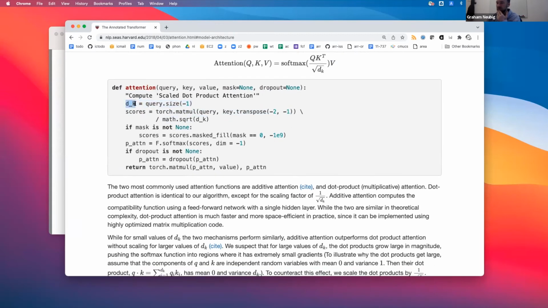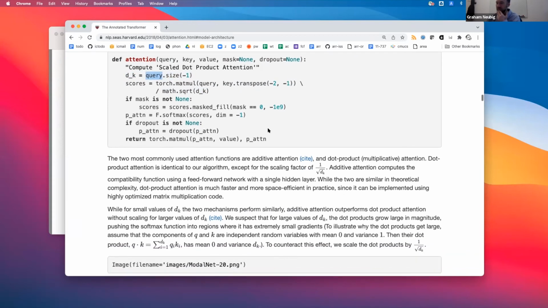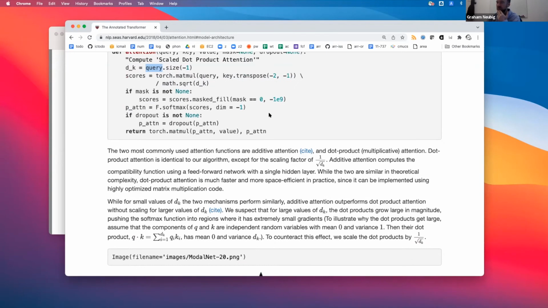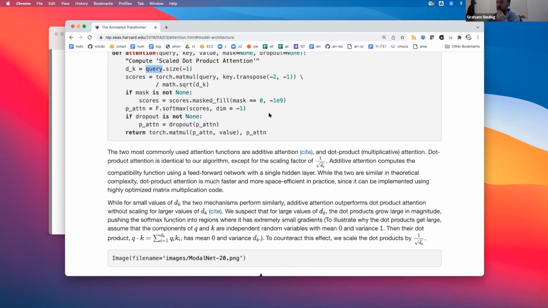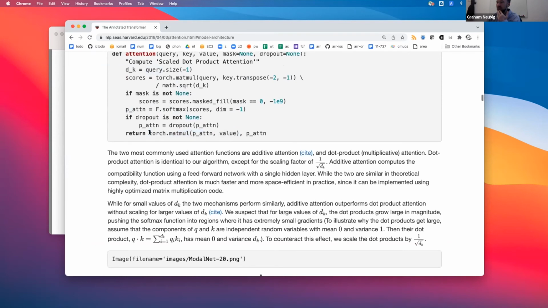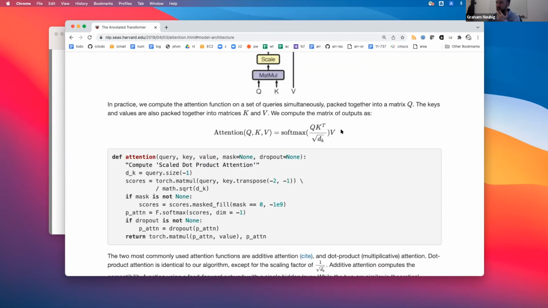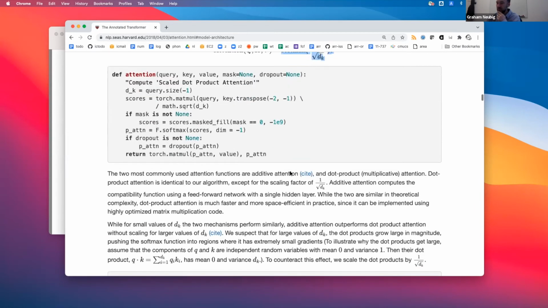Actually, this is dk, but this is query, so that's a little bit strange, but it makes no difference, as I mentioned before. And then you take the softmax and you multiply the attention by the value vector. That's basically the multiplication here. So you can see you can make a map between the equations and the code.